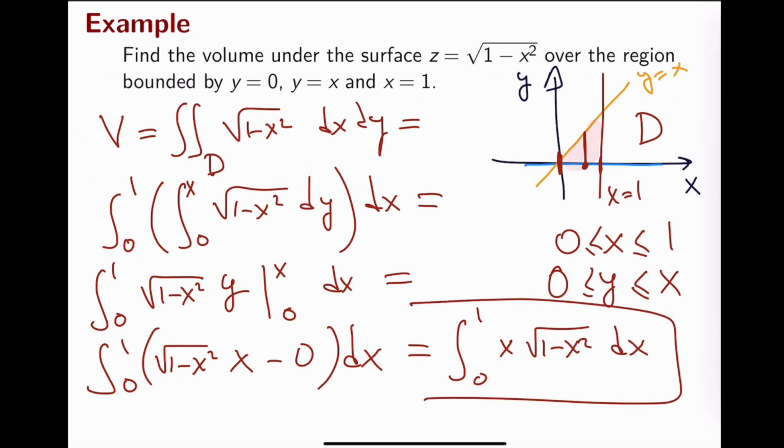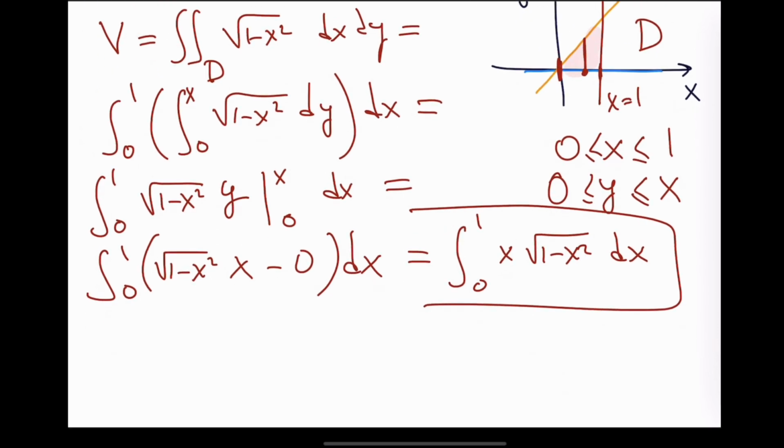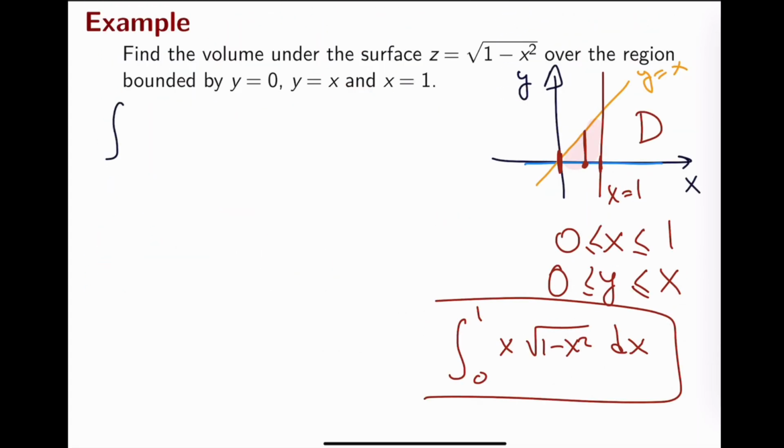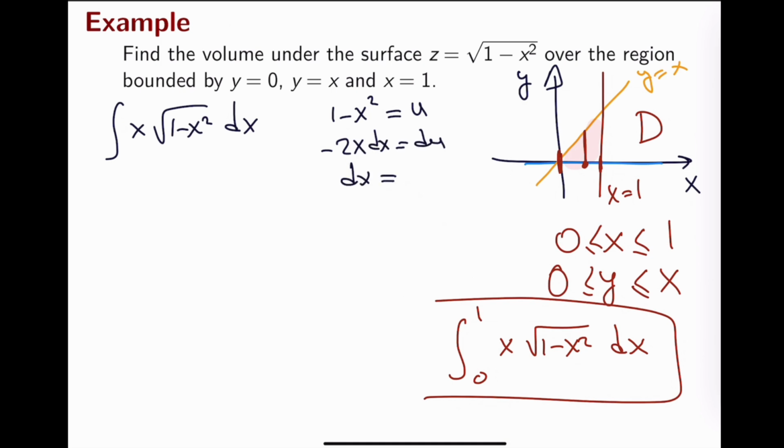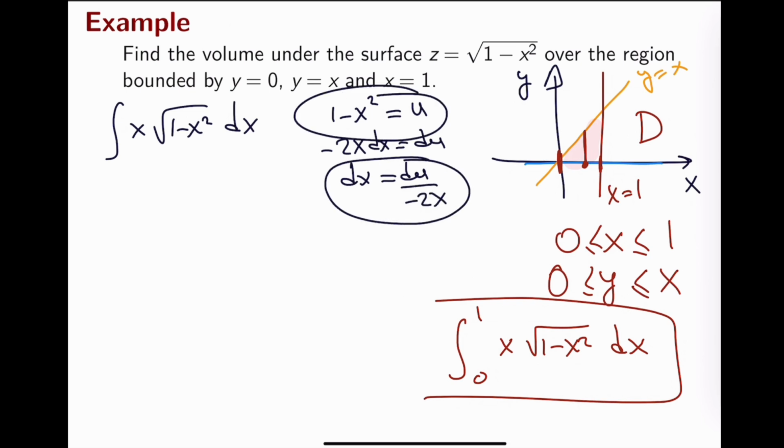So this function is not in the table, so we need to do a change of variable. Let's calculate that separately. I'm going to separately calculate just the primitive of x times the square root of 1 minus x squared dx. To calculate the primitive of this, I'm going to do a change of variable: 1 minus x squared equals u. The derivative is minus 2x dx equals du. And so dx is du over minus 2x.